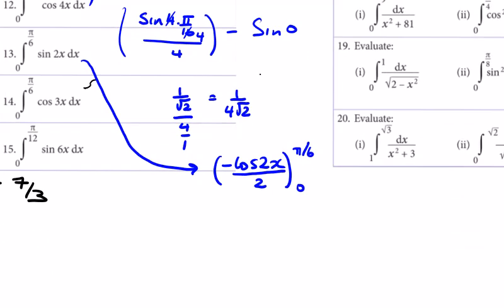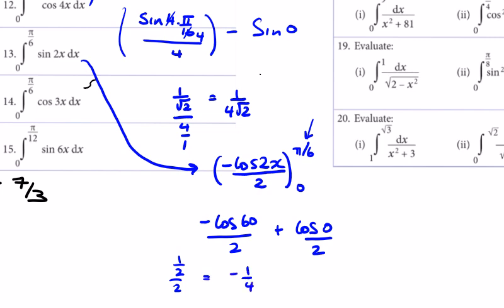Cos of 0 does have a value. So we're going to get minus the cos of twice pi over 6, which is 30, so the cos is 60, divided by 2. And we're going to have minus the cos, so plus the cos of 60. So we're putting 0 in this time, minus the cos of 0 over 2. And the cos of 60 is a half, so we're going to get a half divided by 2, which is equal to a quarter. So minus a quarter plus a half. Going to be plus a quarter.